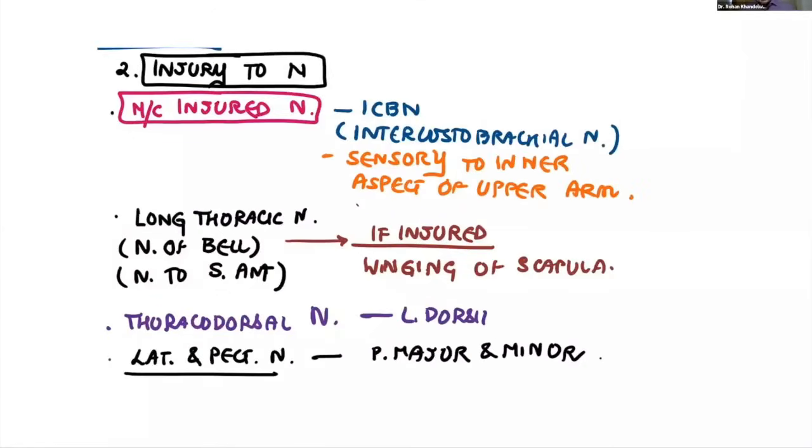Other nerves which can be injured in breast surgery, the most commonly injured is intercostobrachial nerve, ICBN, which is the sensory nerve to the inner aspect of the upper arm. So how will the patient present? The patient will complain of anesthesia in the region of the axilla. Long thoracic nerve gives rise to winging of scapula. Thoracodorsal nerve supplies the latissimus dorsi, and the lateral and medial pectoral nerves supply the pectoralis major and minor.